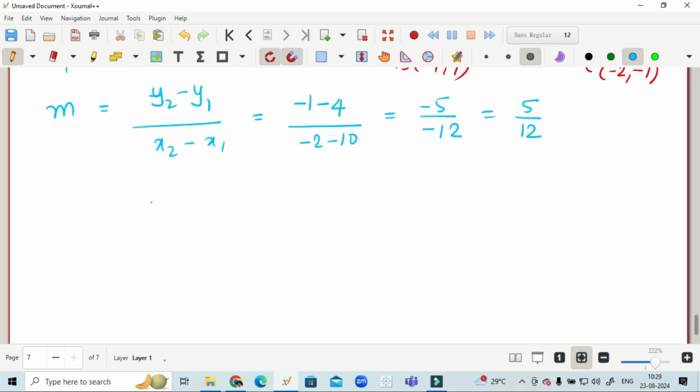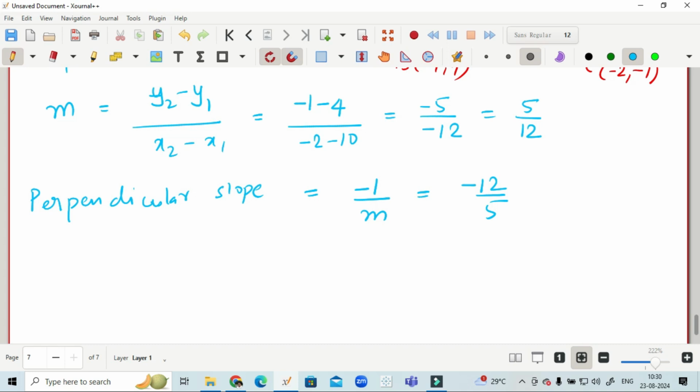So perpendicular slope. Perpendicular slope is equal to minus 1 by m, which is equal to minus 12 by 5. To understand this perpendicular slope in a more elaborated and conceptual way, you have to watch the concept videos which I have already uploaded in this series. You have to go to the previous video and understand it, and then come back here and you can understand more. So the perpendicular slope is minus 12 by 5.